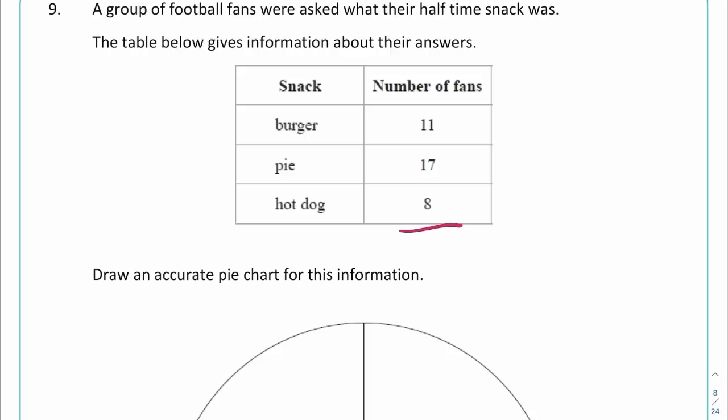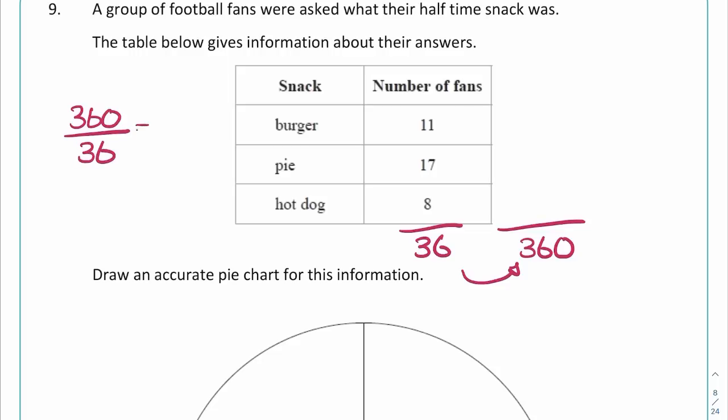So 11 plus 17 is 28, plus the 8 is 36. Now that's a really nice total because we want it to equal 360, and it's really obvious to see what you multiply there to get to 360. If it was slightly more complicated though, you'd just do 360 divided by that total, which in this case is 36, and it gives us the number there, which is 10.